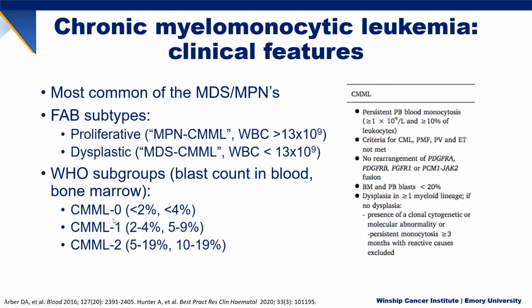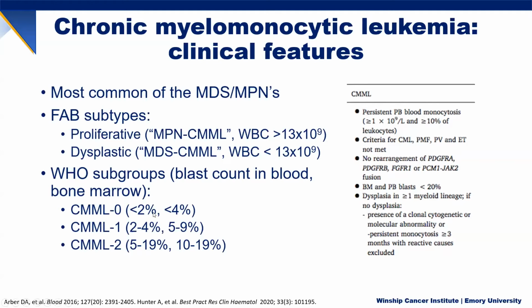And then it's also broken up by our World Health Organization into a couple of subgroups. Again, this is just based on those blast cells, the leukemia cells, both in the blood and in the bone marrow, and the percentage of cells they're making up. And they divide that into CMML 0, 1, and 2 in the most recent system anyway. And this does carry some prognostic importance as well.